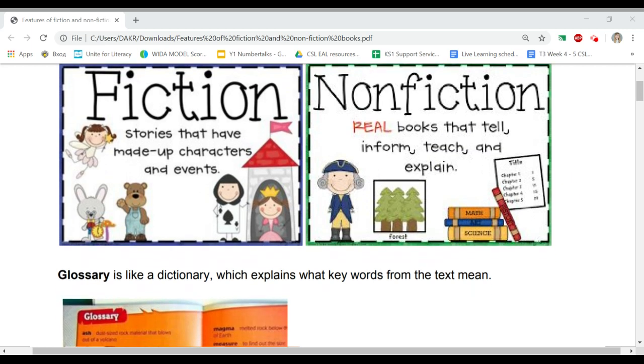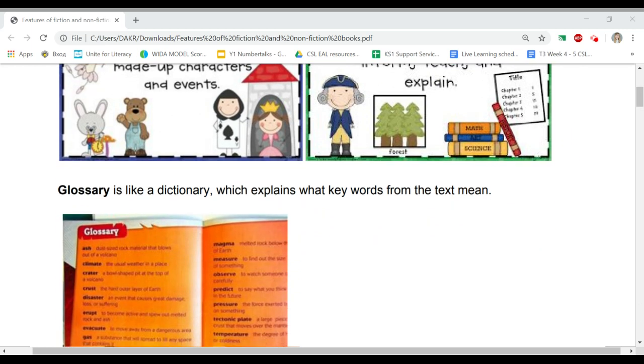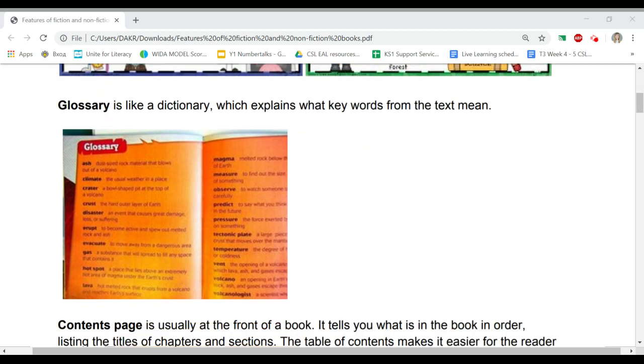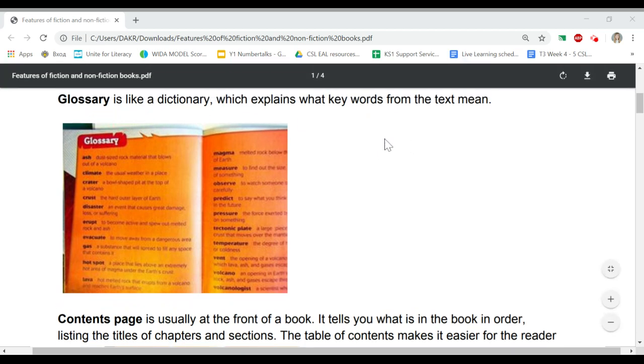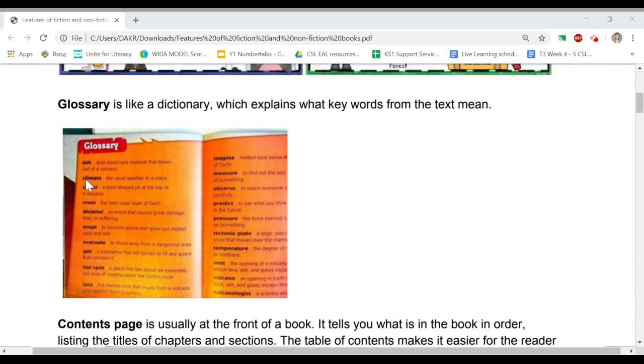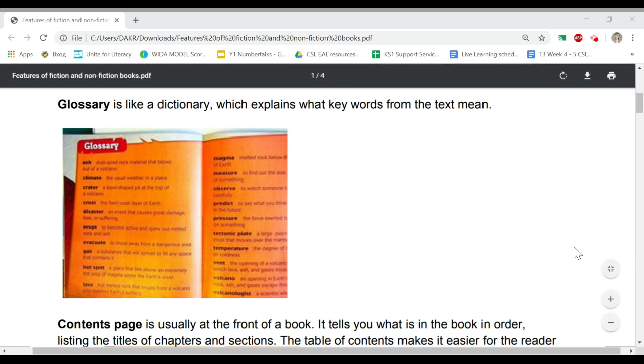Now, let's have a look at the features. The first one is glossary. A glossary is like a dictionary, which explains what the key words from the text mean. Over here. Let's see if you can find glossary. Do you think it will be a part of a fiction or a non-fiction book?